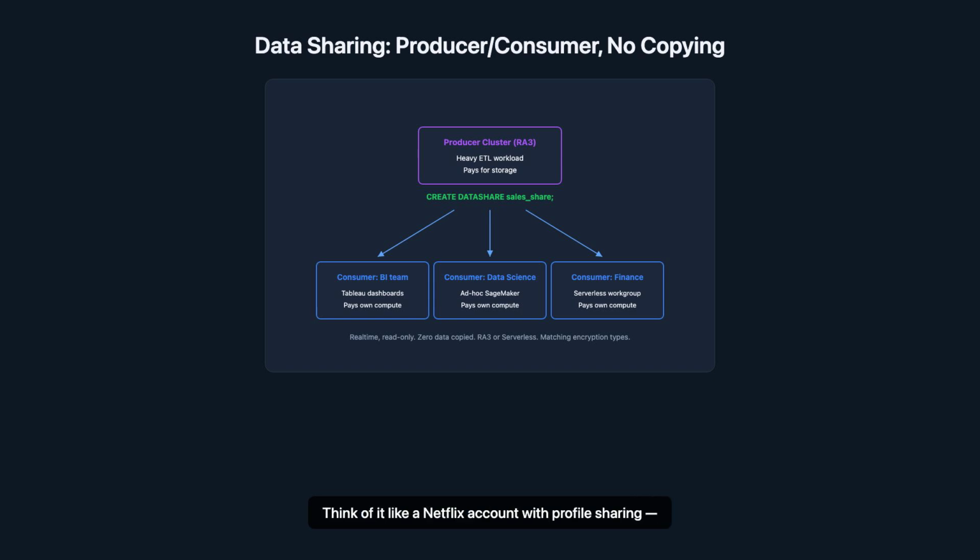Think of it like a Netflix account with profile sharing. The account holder pays for the movies, every viewer gets their own profile, and everyone watches the same library at the same time. The key requirements: both producer and consumer must be on R3 nodes or serverless, and within the same account, encryption types must match on both sides. That means both encrypted or both unencrypted, you can't mix. For cross-account or cross-region sharing, encryption is mandatory on both sides.